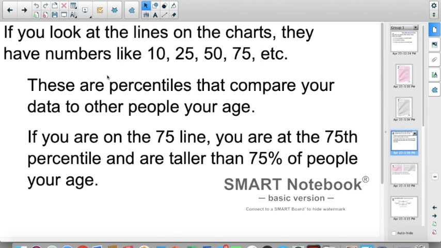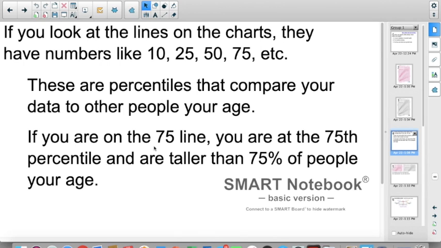If you look at the lines on the chart, they have these numbers like we just said: 10, 25, 50, 75, etc. These numbers are percentiles. They are percentiles that compare your data to all the other people your age. And this can be a tricky concept.